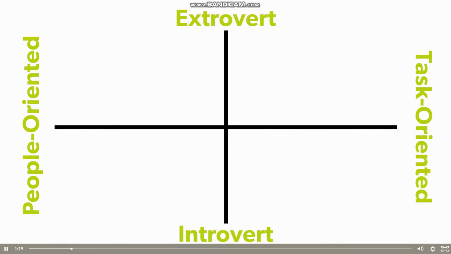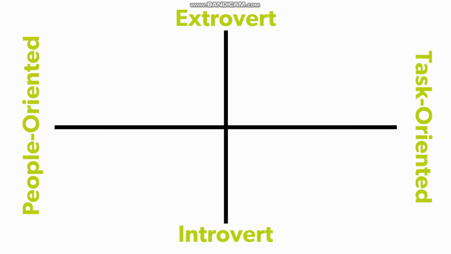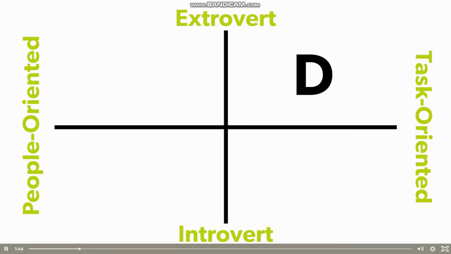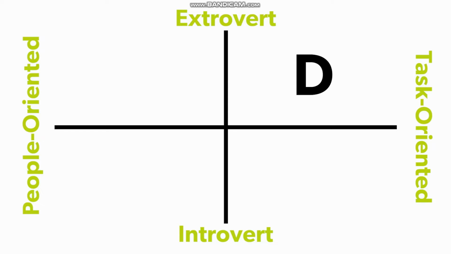Okay, let's see how you did. So how about that top right? That should be the task-oriented extrovert in the top right. If you guessed D, you are correct. That's where the D goes. That's the D portion of this quadrant. A D, another way to think of them, is a task-oriented extrovert.